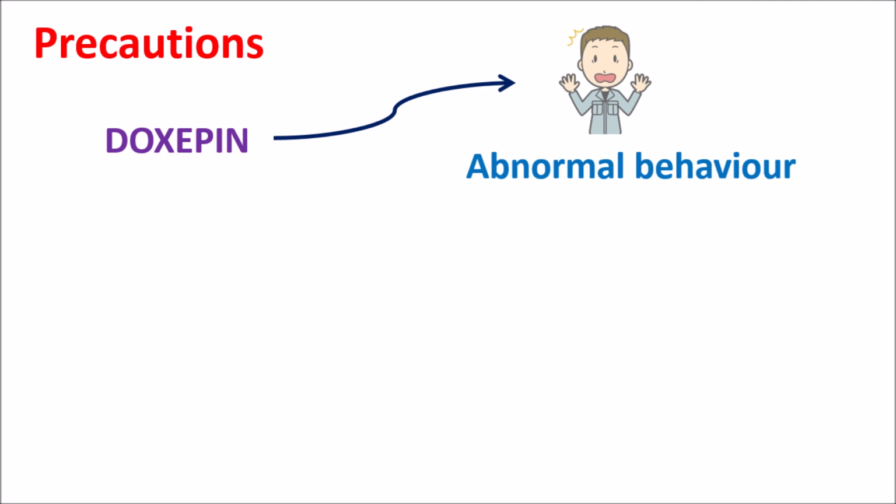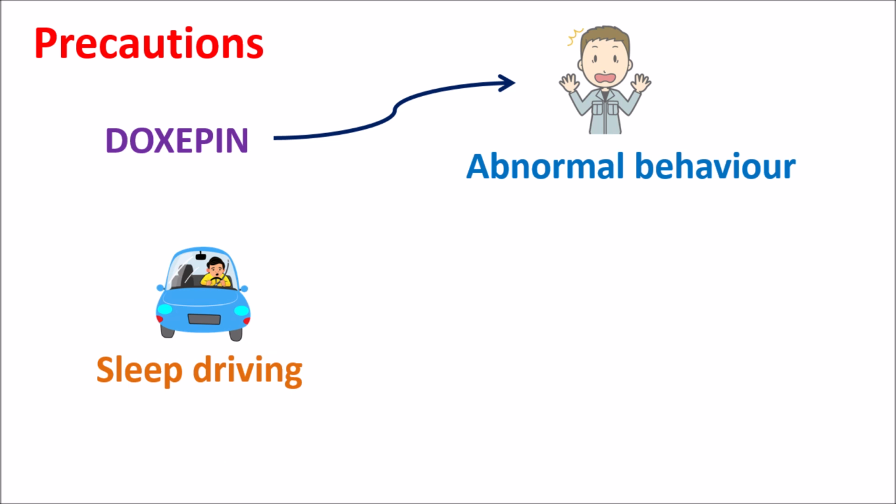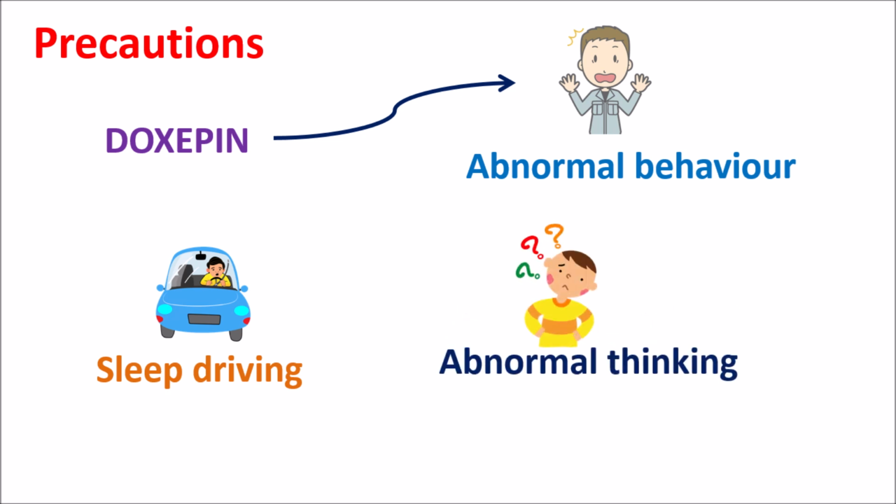Now let us see the precautions of doxepin. With the use of doxepin, people may observe some abnormal behavior. Because this drug is sedative in nature, it can produce some sleep driving, where people can drive vehicles with less consciousness and some sedation. And people may even have abnormal thinking, which may alter their daytime activities.